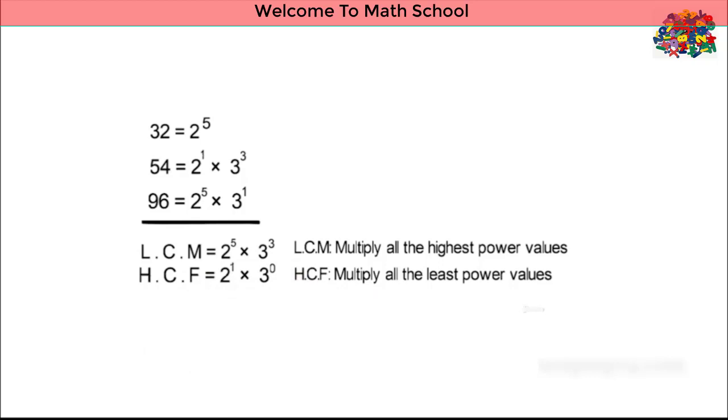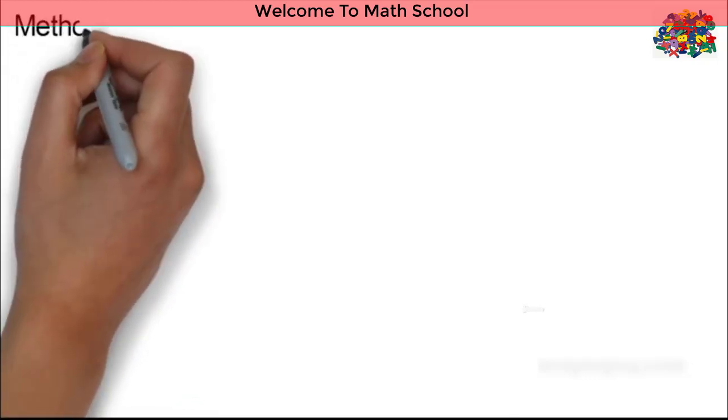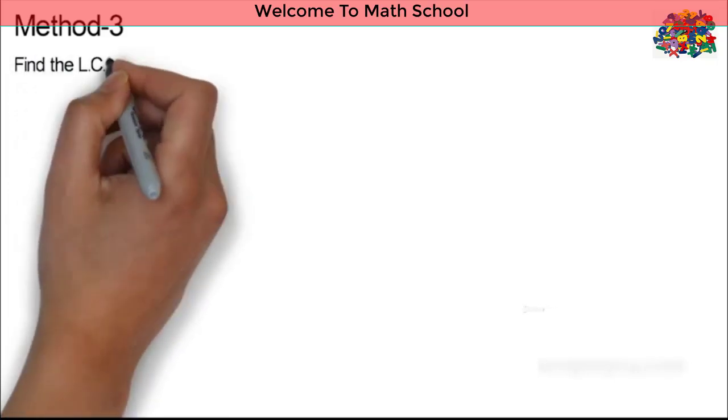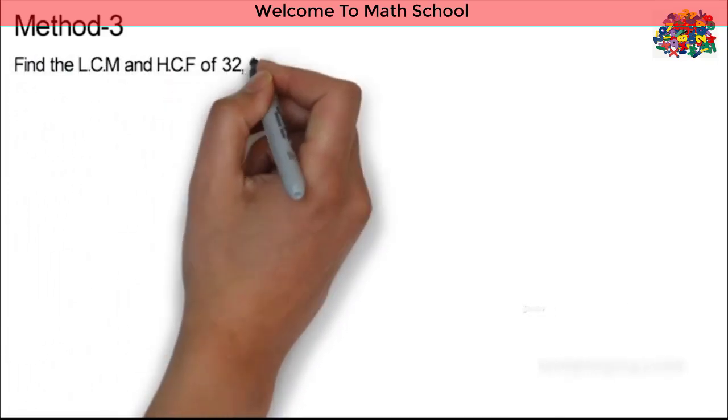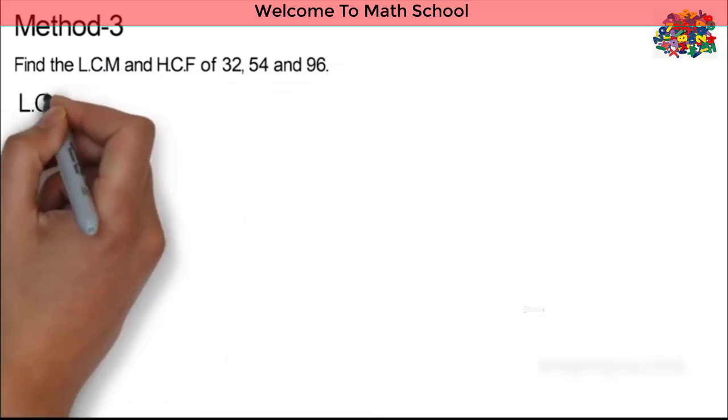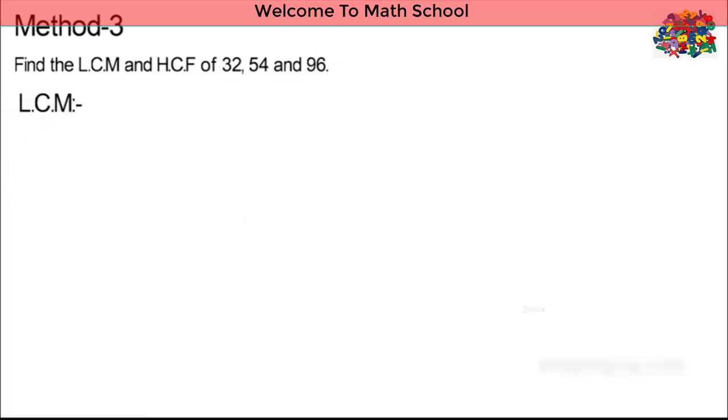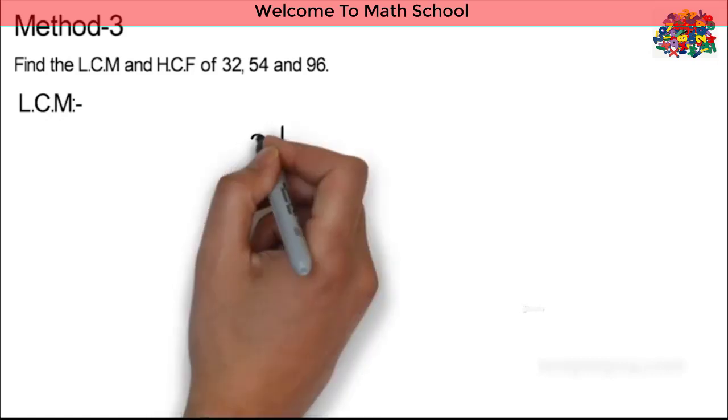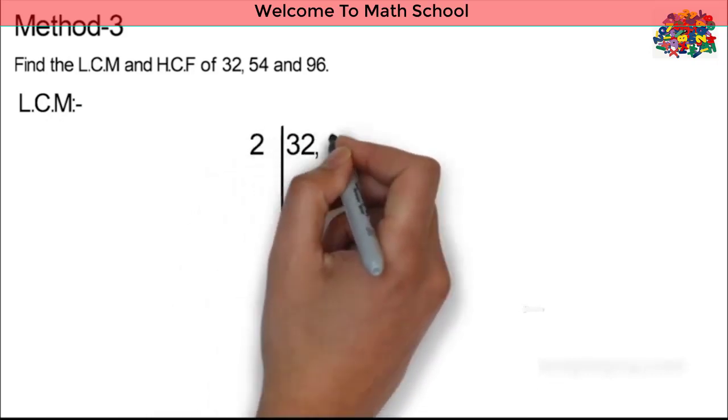Now there is one more way to find your HCF and LCM. So coming towards the third way, find the LCM and HCF of 32, 54 and 96. Now first write 32, 54, 96. For all these three numbers, the common number available is 2. So divide all these three numbers by 2. 2 goes for 32 16 times, for 54 27 times, and for 96 48 times.